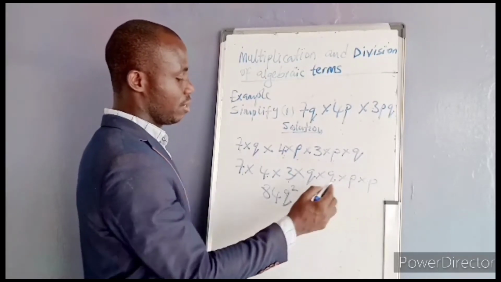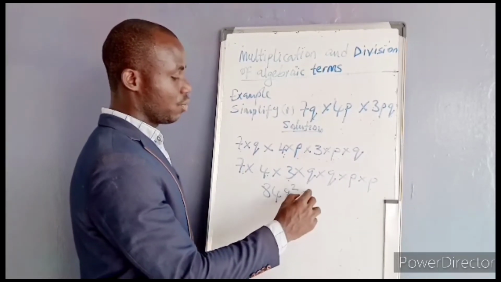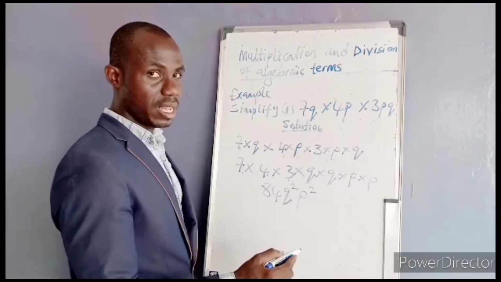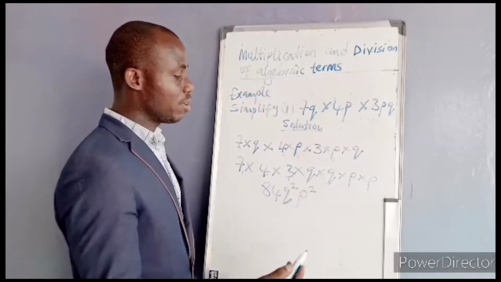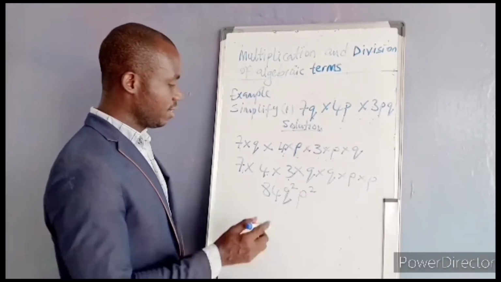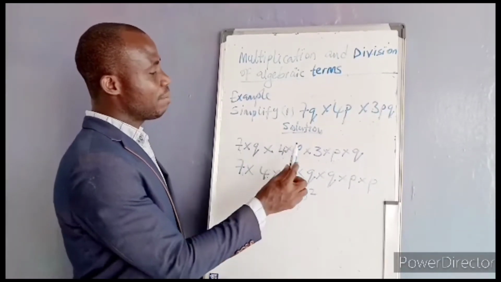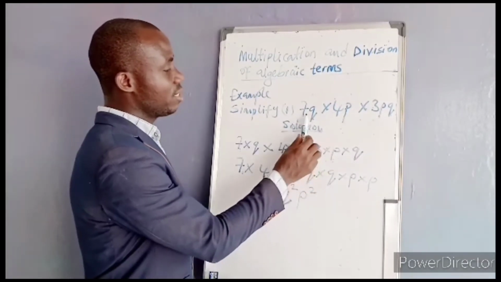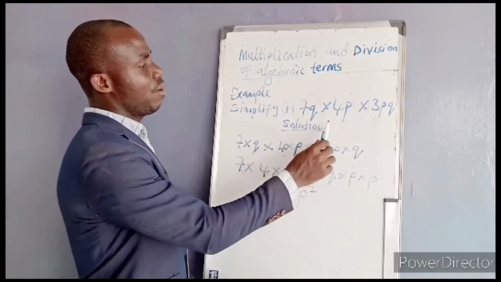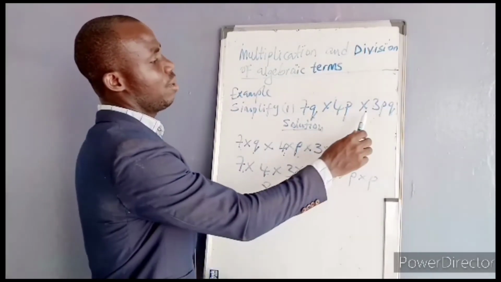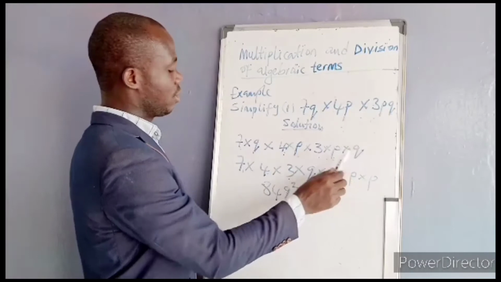P times P will give us P to the power of 2. Is that clear? Assuming there are 3, it becomes to the power of 3. If there are 4, it becomes to the power of 4, and so on. I take it again. First, you multiply the numbers separately, because this is 7Q. 7Q means 7 times Q. That is why you see it as 7 times Q. 4P, 4 times P. 3PQ, 3 times P times Q.